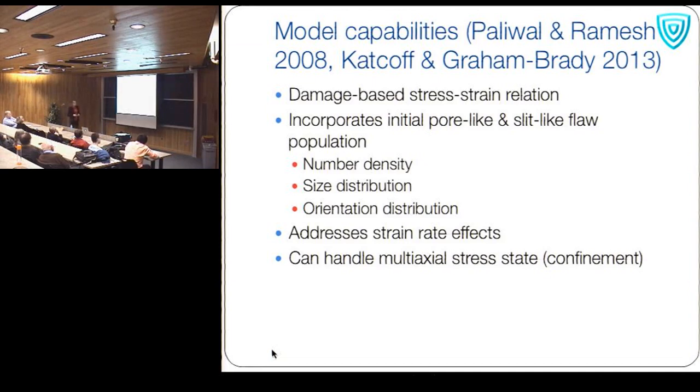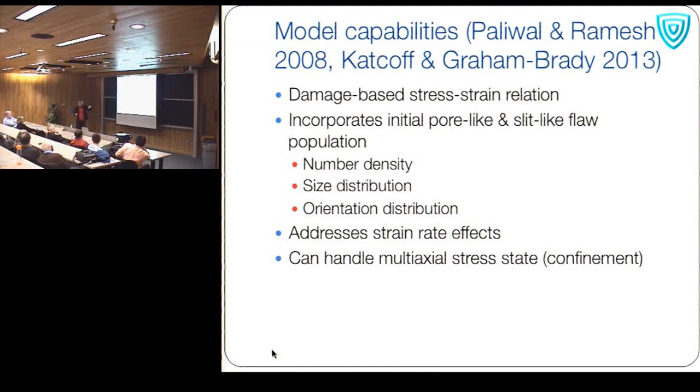We'll incorporate both initial pore-like and slit-like flaws. So we'll take anything that kind of is a chunk of something or a bubble, we'll say it's kind of like a circle. Anything that is some sort of flat structure, we'll say is like a straight line. So again, it's an idealized geometry. But for each of those, there's a number density, so the number of those flaws that occur per unit area, because this is a 2D model. We have a 3D model as well. There's a size distribution, so the percentage of flaws of different sizes. And in the case of the slit-like flaws, an orientation distribution.